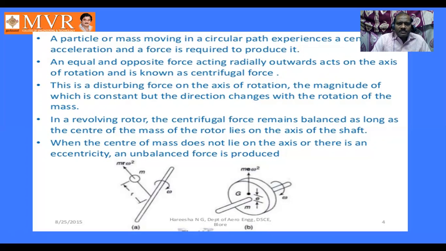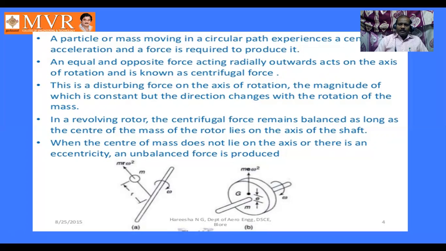A particular mass moving in a circular path experiences centrifugal acceleration, and a force is required to produce it. An equal and opposite force acting radially outward on the axis of rotation is known as centrifugal force. This is a disturbing force on the axis of rotation, the magnitude of which is constant, but the direction changes with the rotation of the mass.